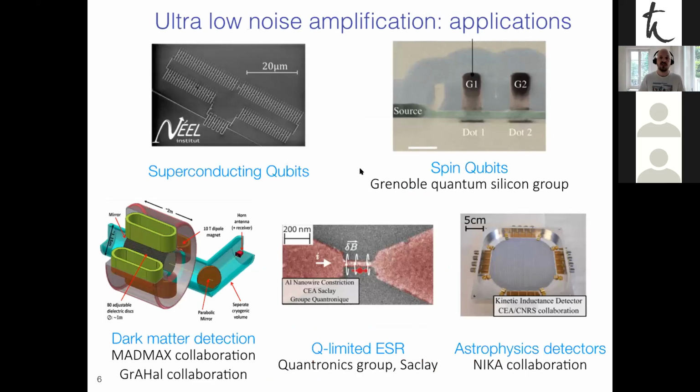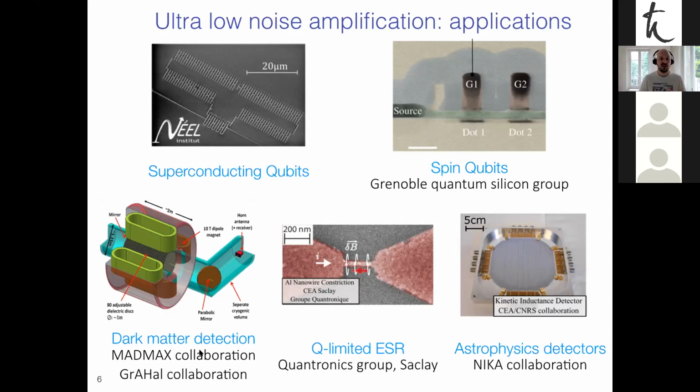Why is it interesting? Maybe let me give you some perspectives. So obviously, the quantum systems you might want to measure are qubits. These are the first applications that come to mind. They could be superconducting qubits or spin qubits, and in both cases, you want a very good low noise amplifier. What you might be less familiar with is the bottom row here, because there are other applications for very low noise, ultra low noise amplifiers.